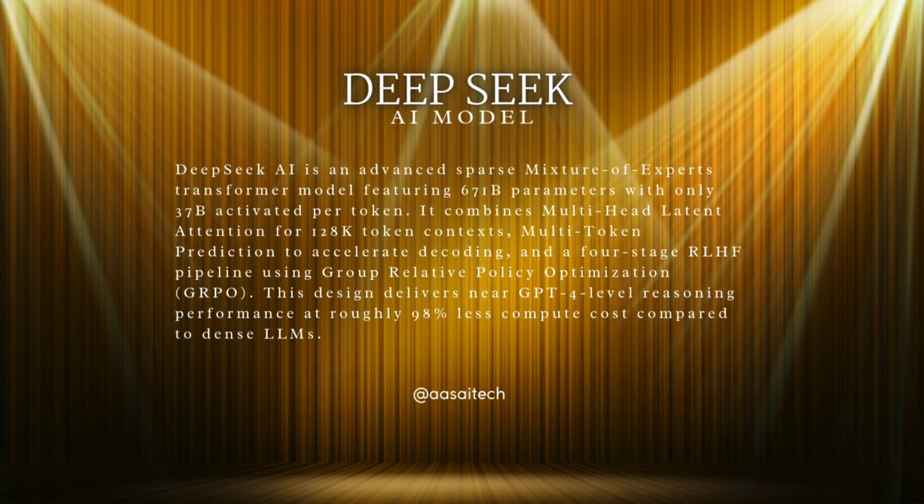DeepSeek AI is a cutting-edge language model that leverages a sparse mixture-of-experts architecture with 671 billion parameters, yet activates only 37 billion parameters for each input token, dramatically reducing computational cost. It introduces multi-head latent attention, which enables processing of contexts as long as 128,000 tokens, and multi-token prediction for efficient generation. Together with a novel 4-stage reinforcement learning from human feedback pipeline, designed around group relative policy optimization, DeepSeek achieves reasoning performance comparable to leading models like GPT-4 while using approximately 98% less compute in training and inference.